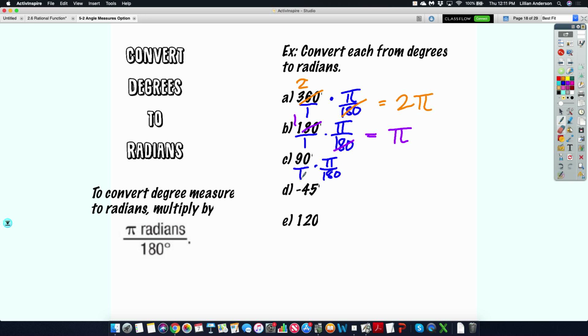Continue to multiply by pi over 180. Put that number over 1. Now this one's a little bit different. 90 does go into 180, doesn't it? Yeah. But this time the 90's gone and the 180 turns into a 2, so this is just pi over 2.